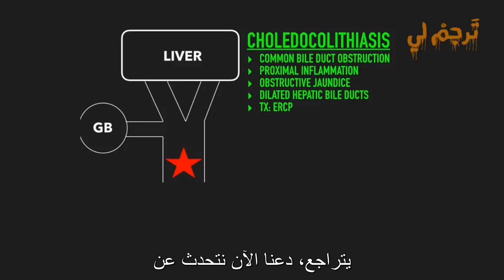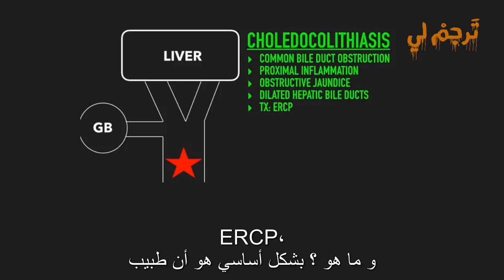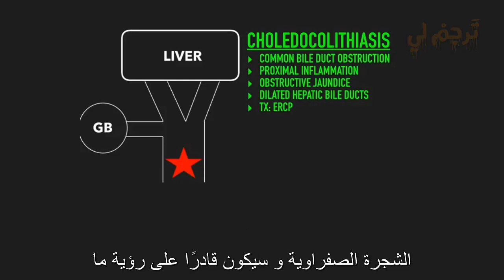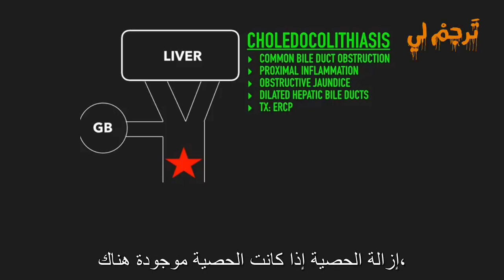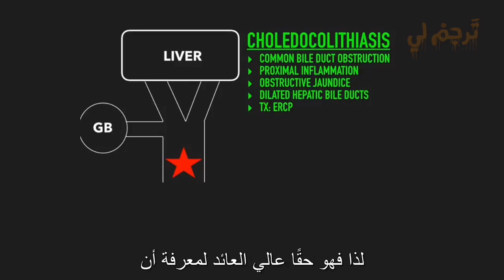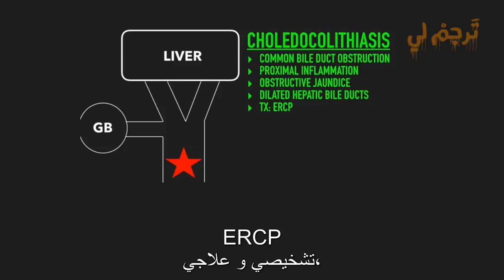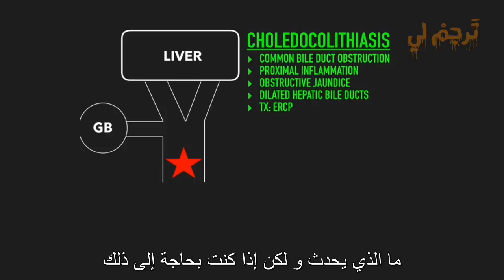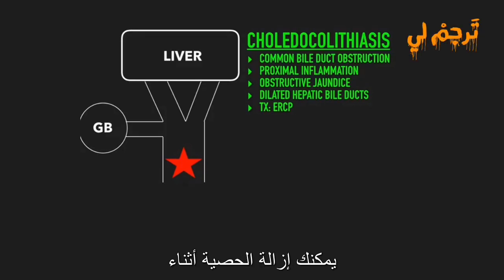Now, let's talk about the treatment. The treatment's going to be ERCP. And basically, with an ERCP, a gastroenterologist will put a scope down and get into the biliary tree. With ERCP, he'll be able to see what is in there, and he'll also be able to remove a stone if the stone is in there. So it's really high yield to know that ERCP is both diagnostic and therapeutic. Not only can you see with the scope what's going on, but if you need to, you can remove a stone while you happen to be in there.